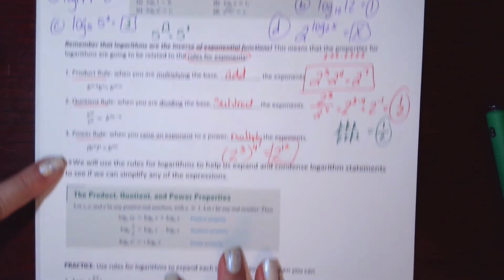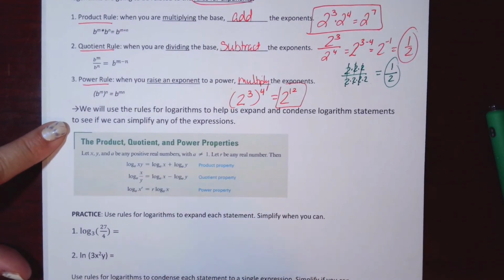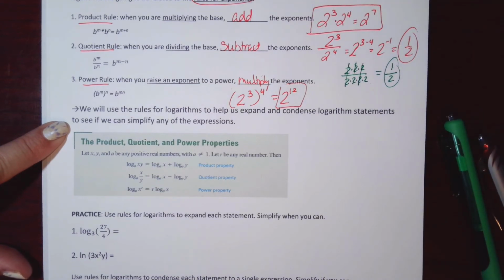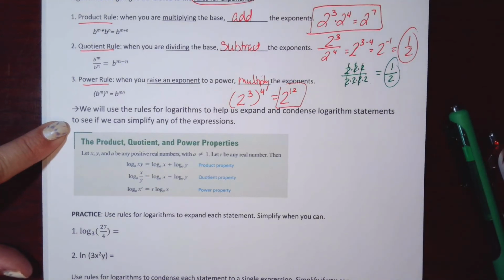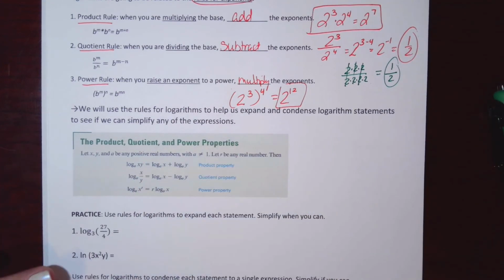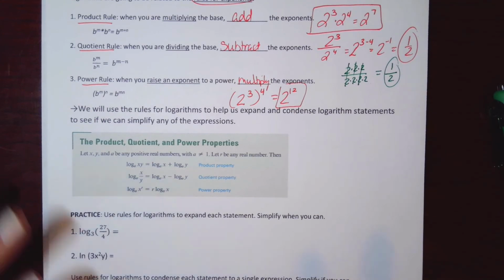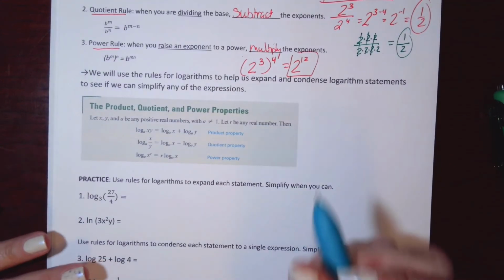We're going to use these rules for logarithms to help us expand and condense our log statements. Expand means we stretch them out. Condense means we squish them up together. We're going to expand and condense our log statements to see if we can simplify any of the expressions. Sometimes I will give you things that will simplify. Some things we are just doing it to practice.